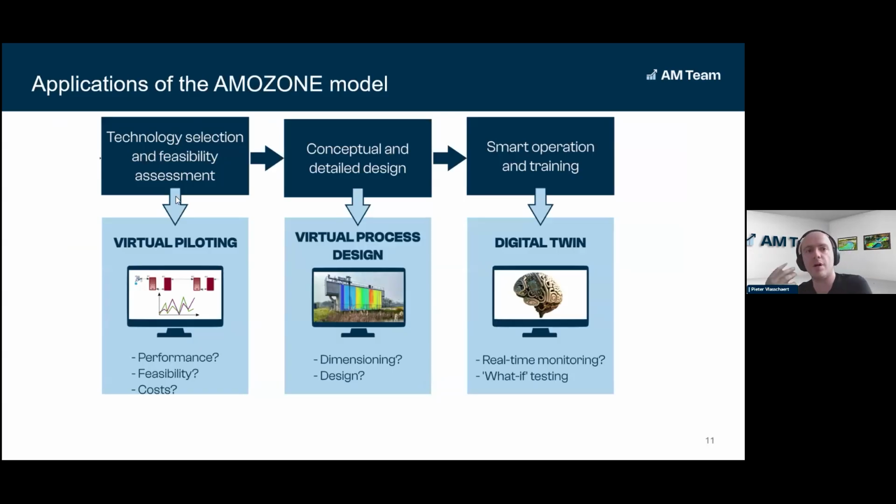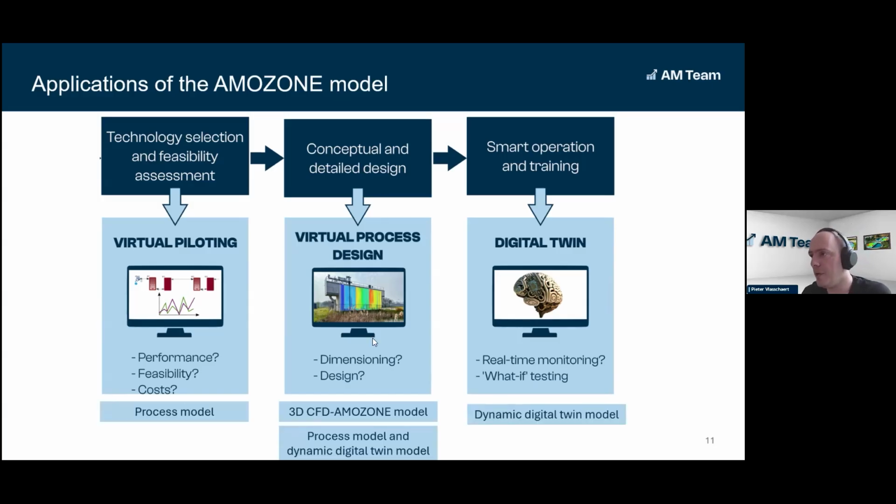And then you saw the challenges. We apply this model in the planning stage, where we use models to complement or replace piloting by doing virtual piloting. We apply the model in the conceptual and detailed design phase to really de-risk the design of a plant. And we apply the models as digital twins to help optimize the operation of the plant.